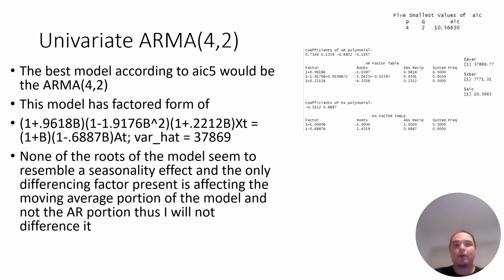My first univariate model is going to be an ARMA 4,2 model, and analyzing the actual factor form of the ARMA 4,2 model, none of those factors actually seem to resemble anything for a seasonal trend, and thus we will not be experimenting with seasonality or differencing, because even though there is a term that could be differenced, it is only for the moving average side. It doesn't really affect the AR side, so we will not be proceeding with that.